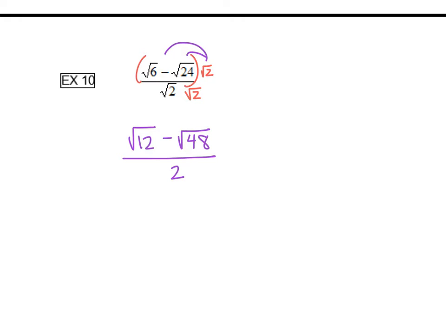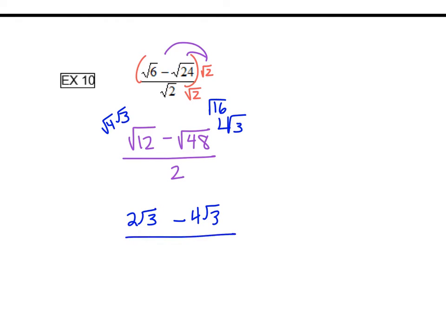Alright, can we reduce the square root of 12? That breaks down into 4 and 3. I'm going to write that answer down here. We have a 2 square root of 3 minus. Now this actually breaks down into 16 and 3, which is 4 square roots of 3 all over 2. Now in this one we do have like terms up here, so we can go ahead and do that subtraction. 2 minus 4 is negative 2, and the square root of 3 stays all over 2.